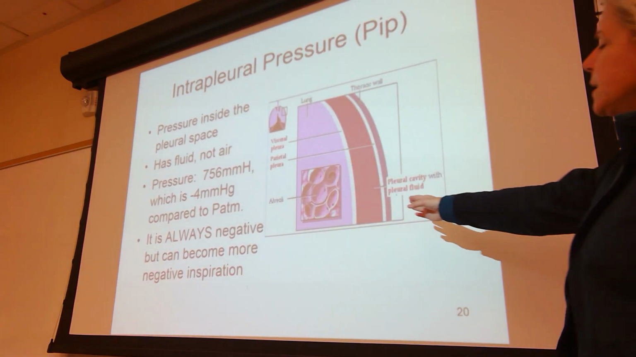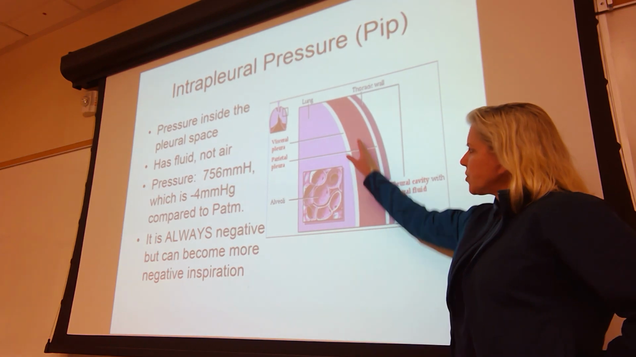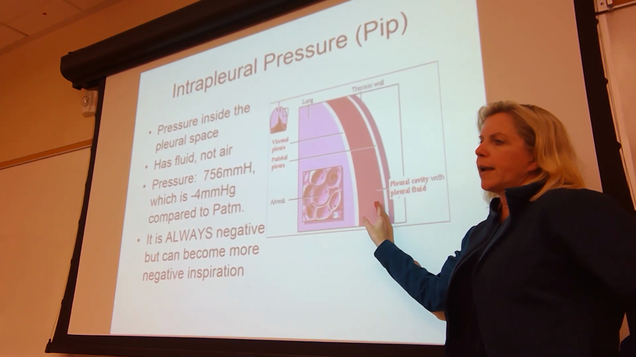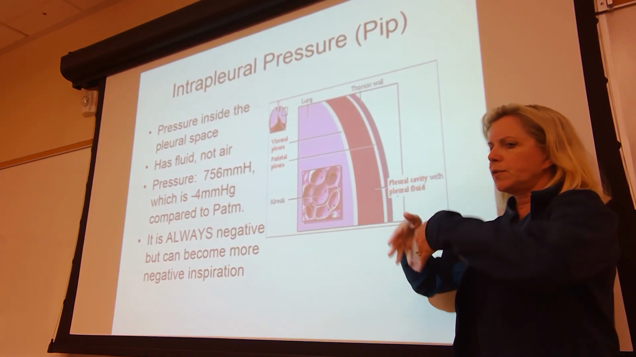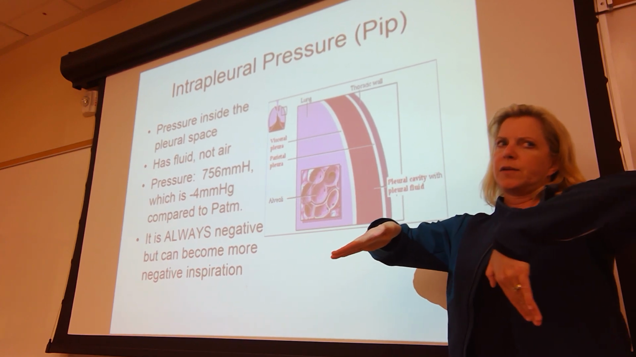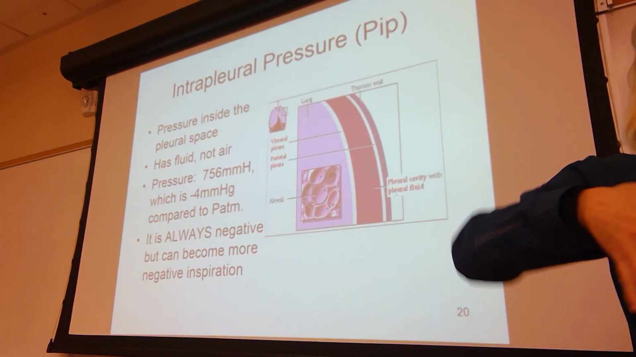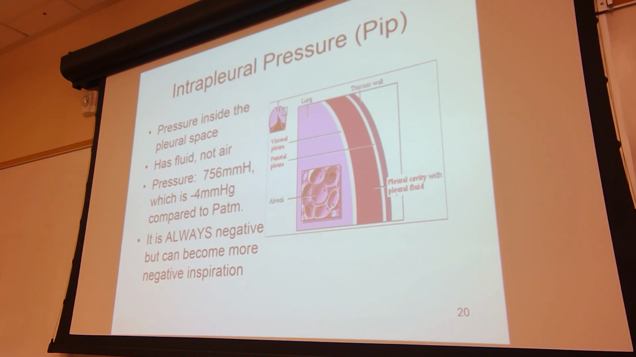Intrapleural pressure is the negative pressure in the pleural space created by lymphatic drainage, but also from the fight between the chest wall and the lungs to recoil and go their own way. Under normal circumstances, this should always be negative, but it can become more negative as you start to breathe in.